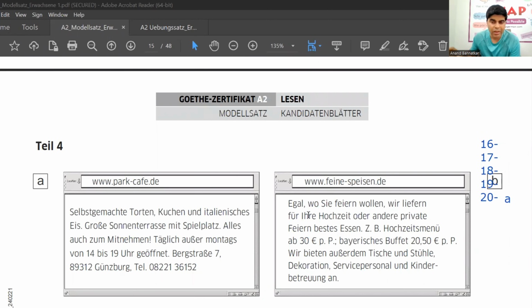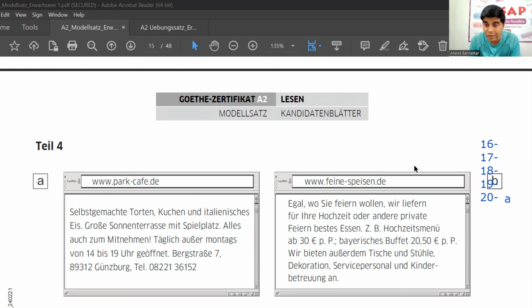Egal. Egal means what? Doesn't matter. Wo sie feiern wollen. Doesn't matter where you want to celebrate. Liefern. Liefern is to deliver. That's why I always say to my students, focus more on vocab. And I also keep giving them different tips on how to improve vocab, what to do and all. But most of the students ignore. And then after the exam they ask me, Anand, there was some word liefern. I don't know what was that, and I couldn't understand what is the answer to my question then. So liefern is to deliver.